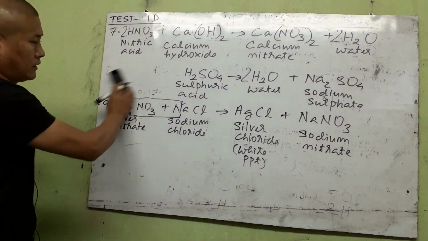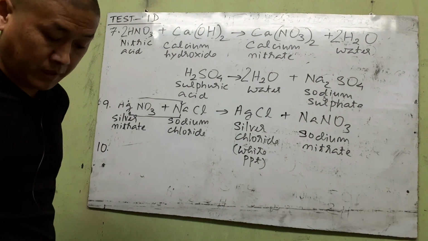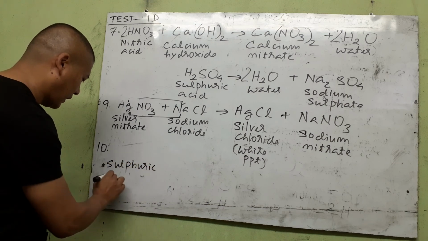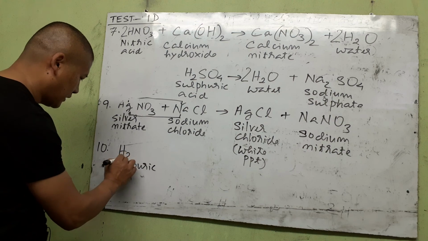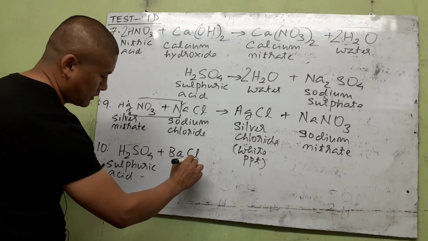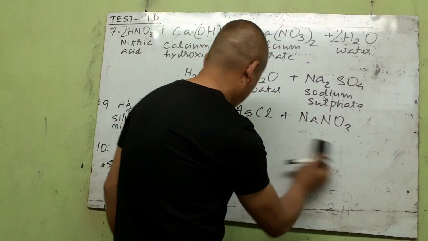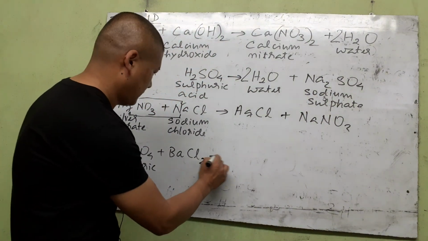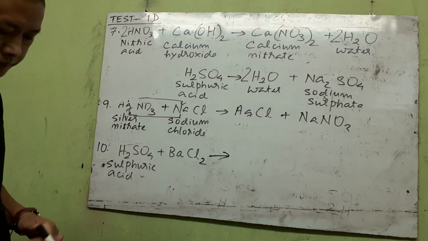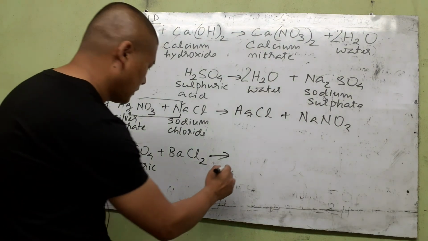Okay, next, finally 10. So let's write here 10. Sulfuric acid reacts with barium chloride. So sulfuric acid, which we know is H2SO4, reacts with barium chloride, Ba2 plus, Cl1 minus. So 2 will go here. Barium chloride to give you, when a question paper is given, barium sulfate and hydrogen chloride.